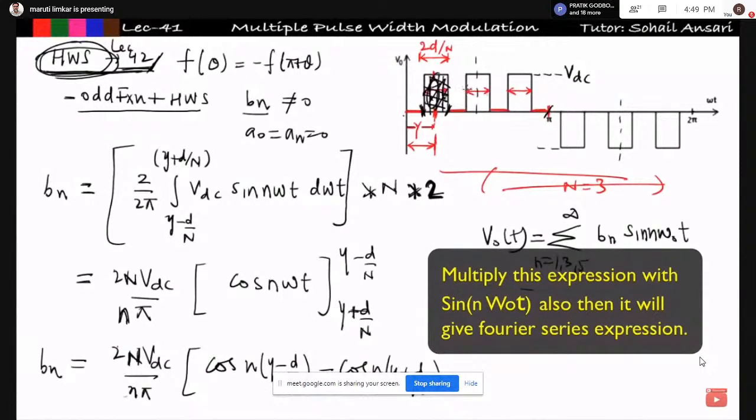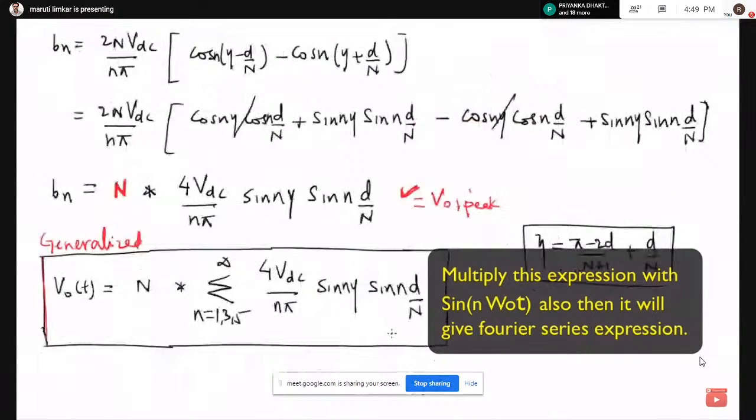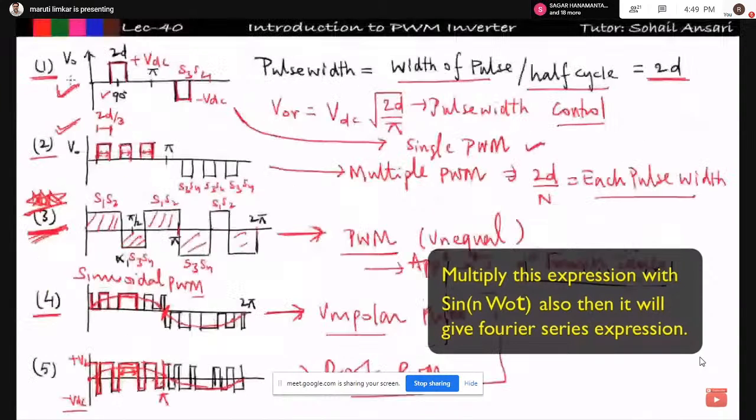If you want to take 1 pulse, no problem, take n is equal to 1 and write down the Fourier series expression. So is it necessary that I need to explain the single PWM technique? What is single PWM technique? That I already explained you in the previous lecture. That is the point number 1. This is my single PWM technique. Here 1 pulse width per half cycle.